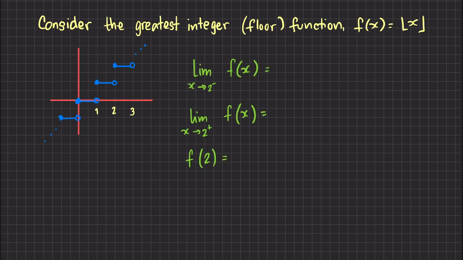So in particular, let's take a look at x equals 2. We could see that there is a discontinuity at x equals 2 because this is a step function. This is a jump discontinuity.